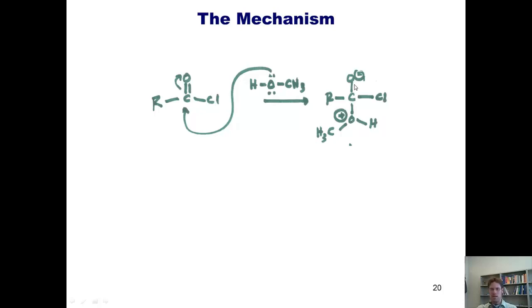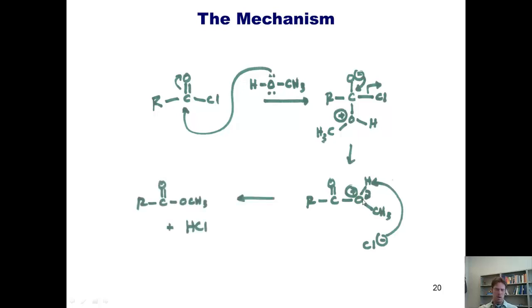Once I get to that tetrahedral intermediate, the electrons on the oxygen come down and kick off my chloride leaving group, giving me this temporary intermediate. To neutralize this oxygen, the chloride then comes, grabs that proton, and pushes these electrons into the oxygen. That gives me my final product, which is an ester, and hydrochloric acid as a byproduct. Hence, we can also form an ester from an acid chloride using a neutral alcohol rather than a methoxide or an alkoxide anion.